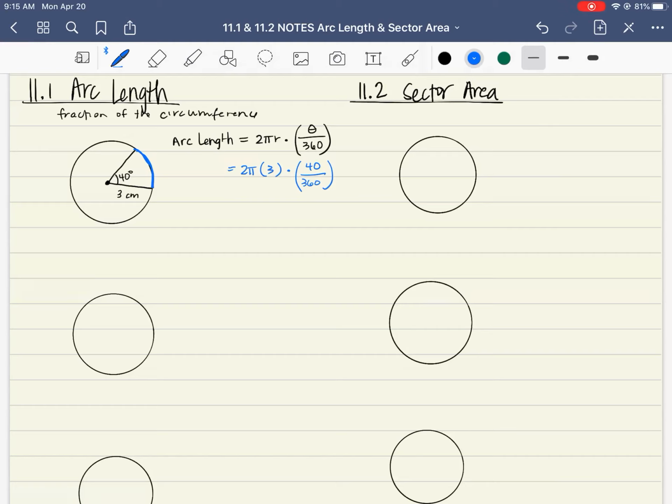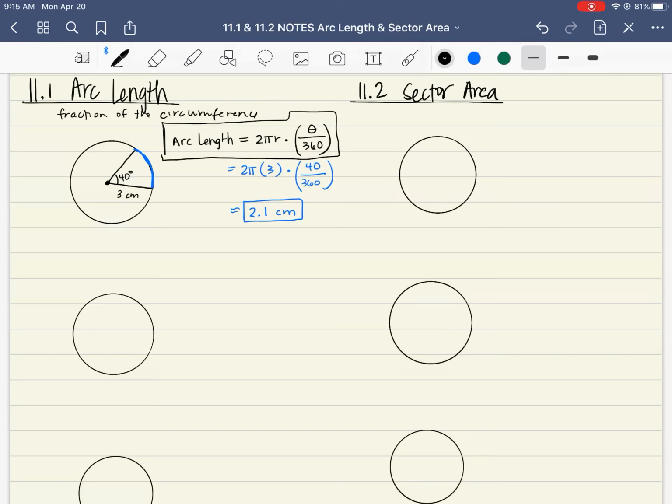So for today, you guys are just going to be approximating. In this case, you would just put that whole thing in your calculator. You could just do 2 times pi, multiply that by 3, and then times that fraction, 40 over 360. Then you should come out with about 2.1 centimeters. And we're just talking about length, so the length would be about 2.1 centimeters. And that is our formula if we are in degrees. So if your angle is in degrees, you're just going to calculate that arc length there.